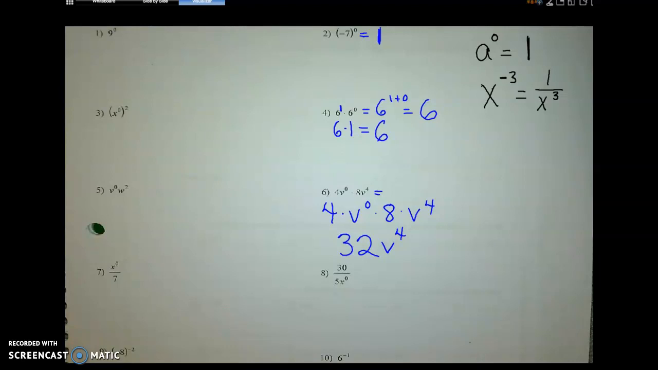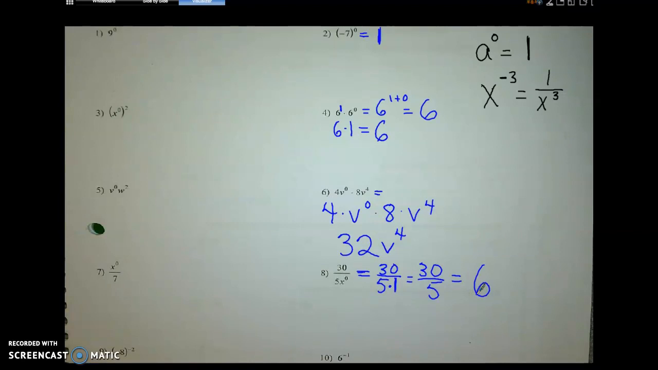Looking at number 8, 30 divided by 5 times x to the 0. So let's go ahead and look at this. Well, if I deal with my exponent first, I end up with 30 over 5 times x to the 0 is 1. So that ends up being 30 divided by 5, and that's going to simplify to be 6.